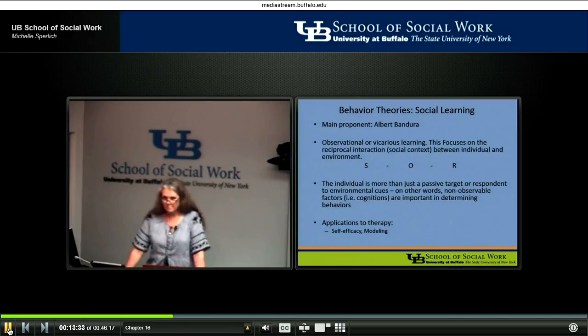Another CBT big hitter is social learning, and this was brought to us by Albert Bandura and others. This is based on observational or vicarious learning, so this focuses on the reciprocal interaction and the social context between the individual and the environment, right? So the stimulus response model of operant conditioning is applicable to humans, and the SOR model is like an update to the same. It introduces the idea that the organism may choose to respond to the same stimulus in different ways depending upon their state of mind.